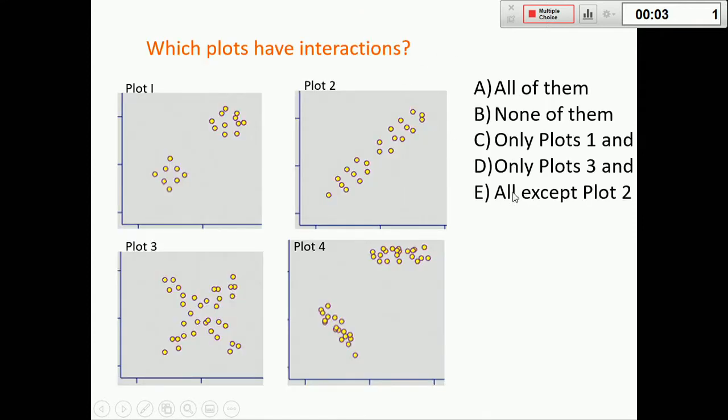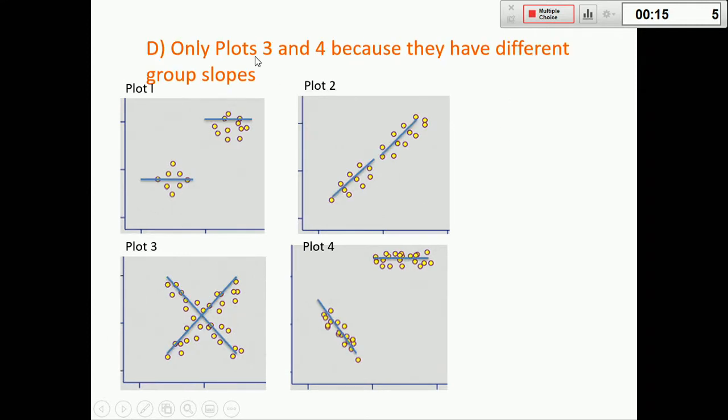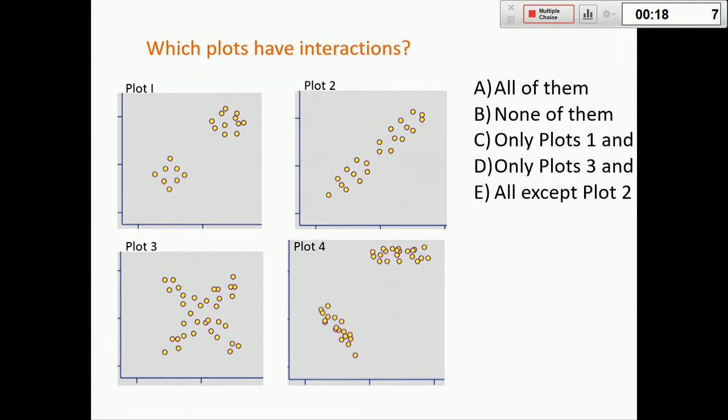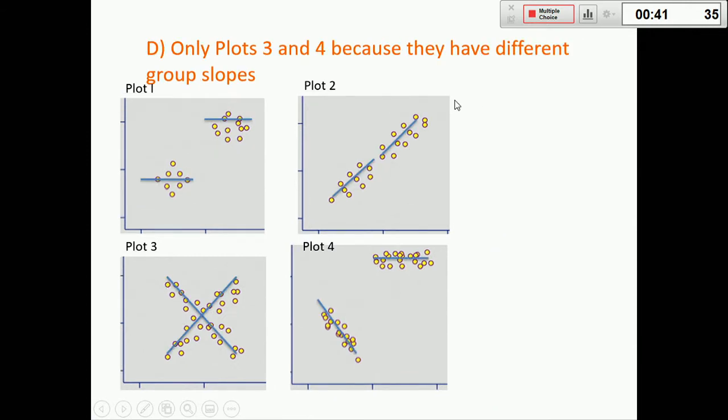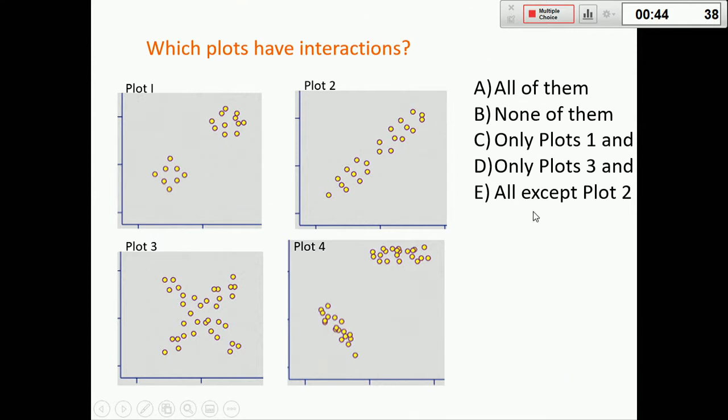Okay, so let's start right here. Whoops, you can't see that. It got cut off. Darn. Shoot. Let me try to get that back. What does it say? This one says only plots 1 and 2, and this one says only plots 3 and 4. Sorry that got cut off. I can't move it over.